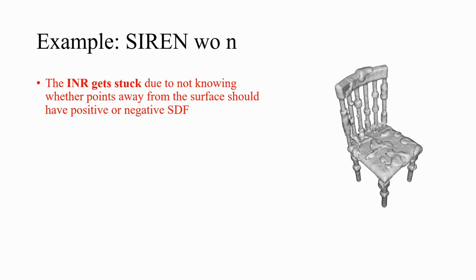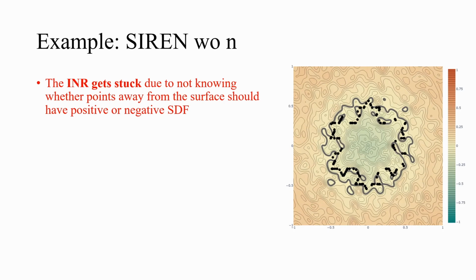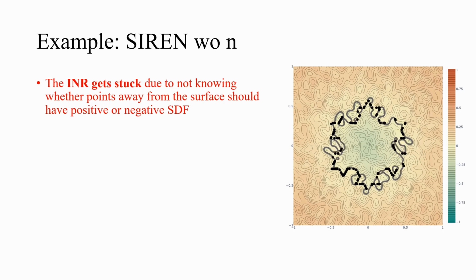As an example of this, let us look at SIREN when trained without normals. The INR gets stuck due to not knowing whether points away from the surface should have positive or negative SDF. This causes large amounts of ghost geometry, as the INR can only adjust smoothly and cannot completely flip its sign. We can see this more clearly when training on 2D shapes.